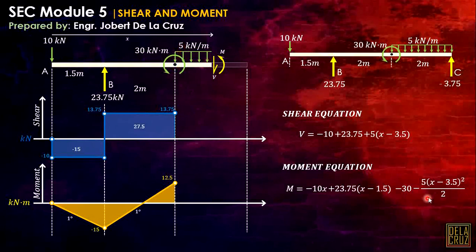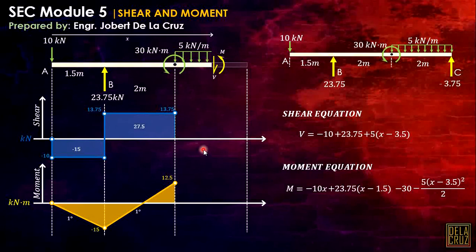So, minus 5 times x minus 3.5 squared over 2. Ito yung moment na idudulot niya dito. Okay? I hope you can follow that one. This distance here is x minus 3.5, times the moment arm x minus 3.5 over 2, kaya idiretso natin. Okay? So, take note, this is negative ha, minus yan.